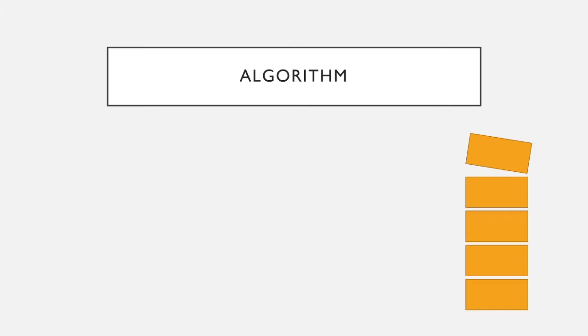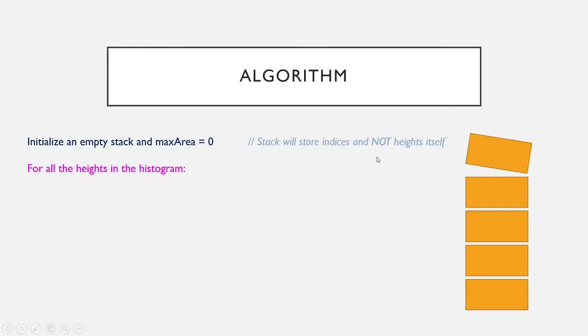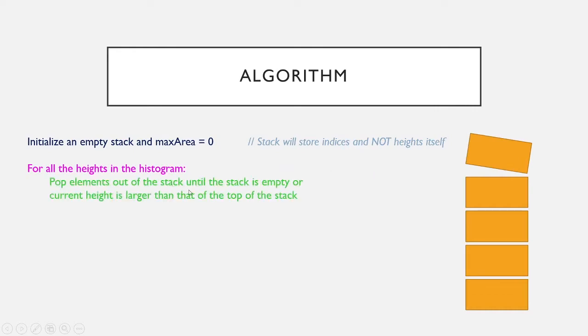Alright, now let's take a look at the algorithm, how you're gonna do it. First, you initialize an empty stack and a max area, which will be 0. Remember, the stack we're gonna use will store the indices and not the heights themselves. Now, for all the heights in the histogram, you pop elements out of the stack until the stack is empty, or the current height at the top of the stack is larger than or equal to the value that you're going to insert into the stack.